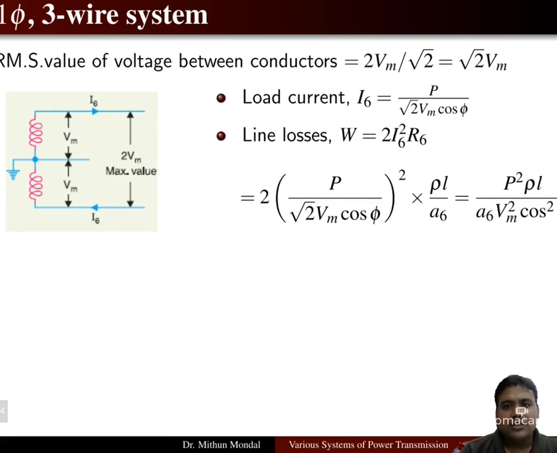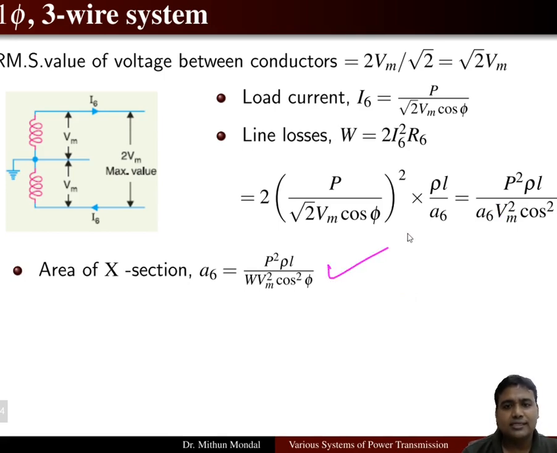After that, you have to determine the area of the cross section A6 from this equation. Take out A6 from this equation, so you will get the area of the cross section A6 as this.